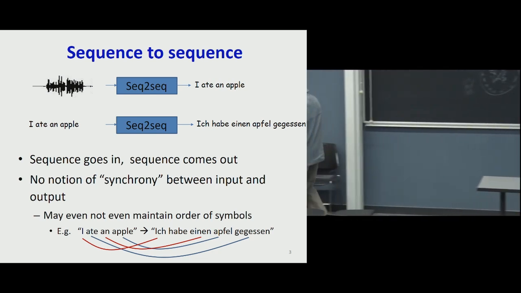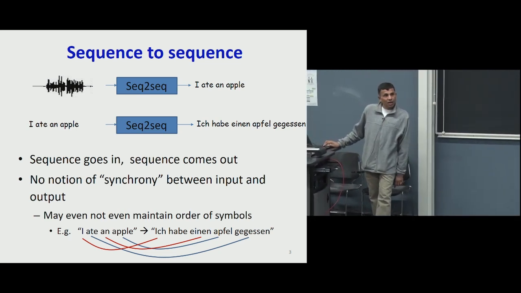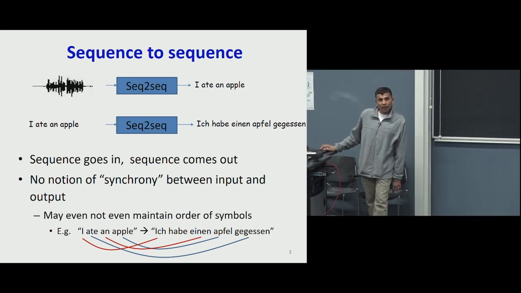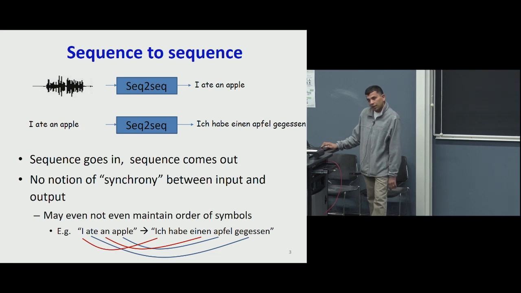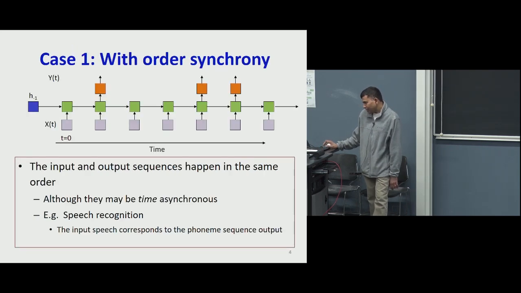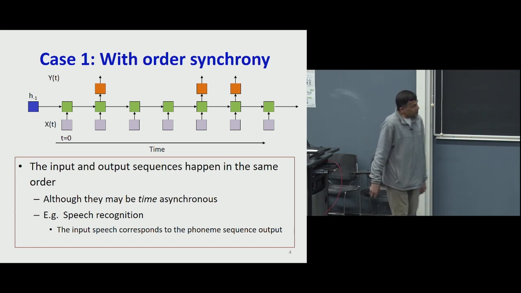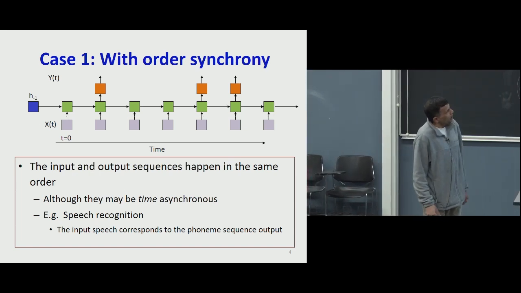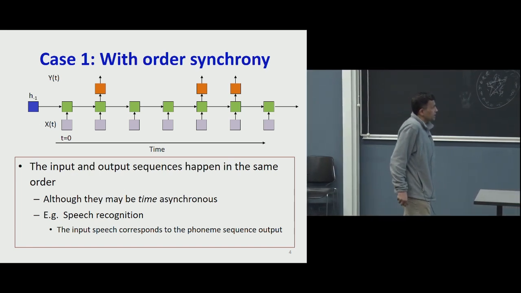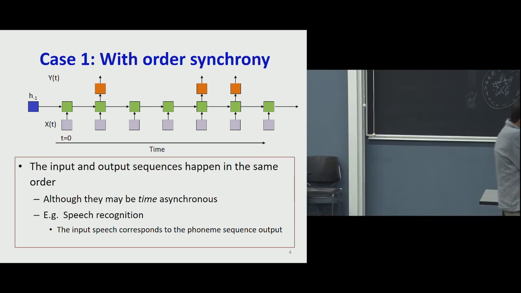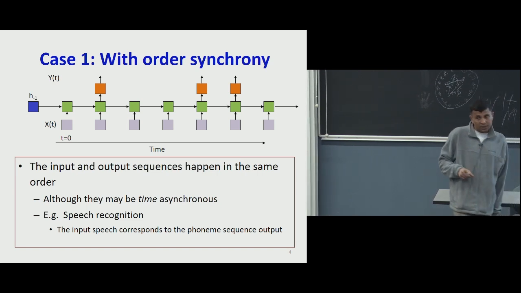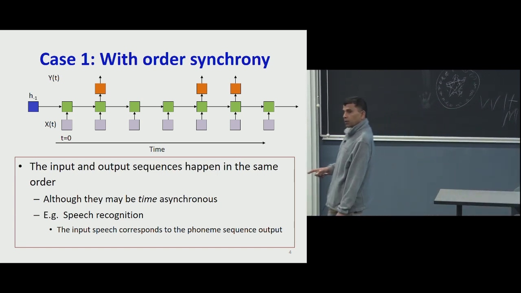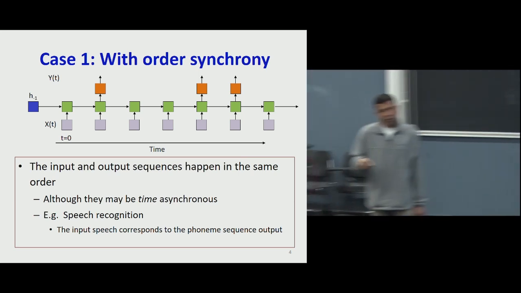So there's neither order synchrony nor time synchrony, nor indeed any predictable relationship between the length of the output and the length of the input. We saw this first case, and this is what we're going to talk about today, where we had order synchrony. The input and output sequences happen in the same order. They may be time asynchronous, meaning you don't have the same number of symbols in the output as in the input, but they are order synchronous.